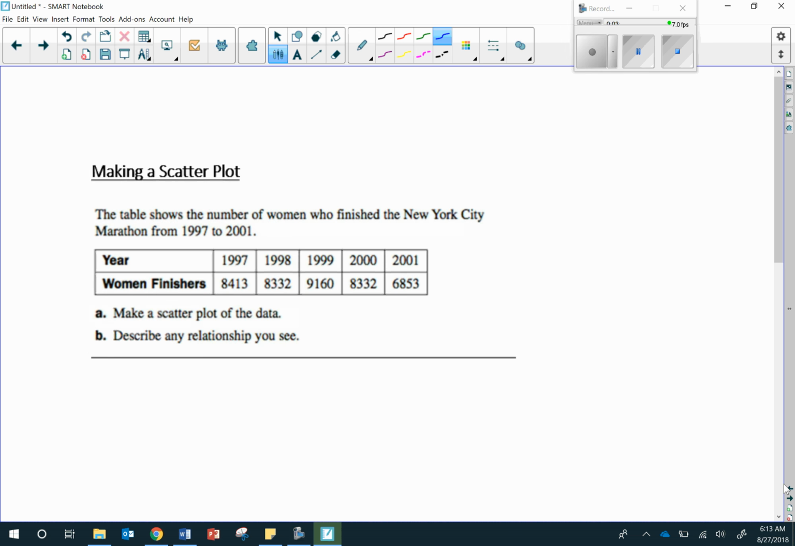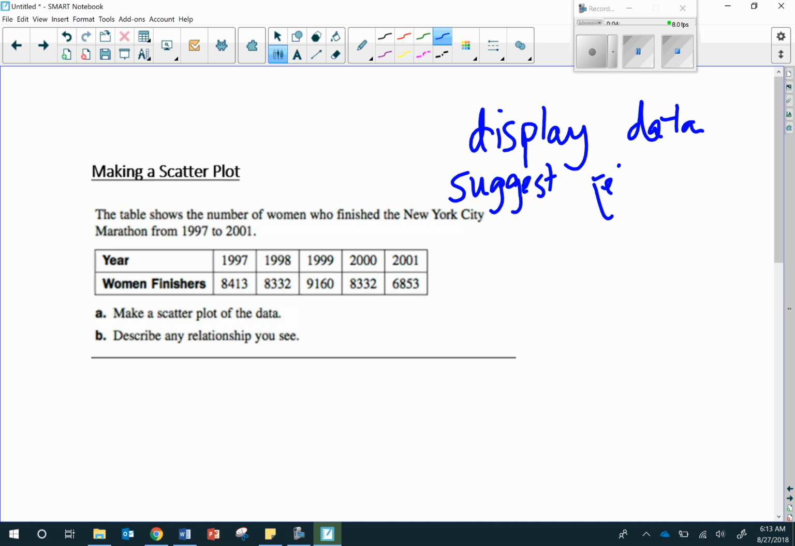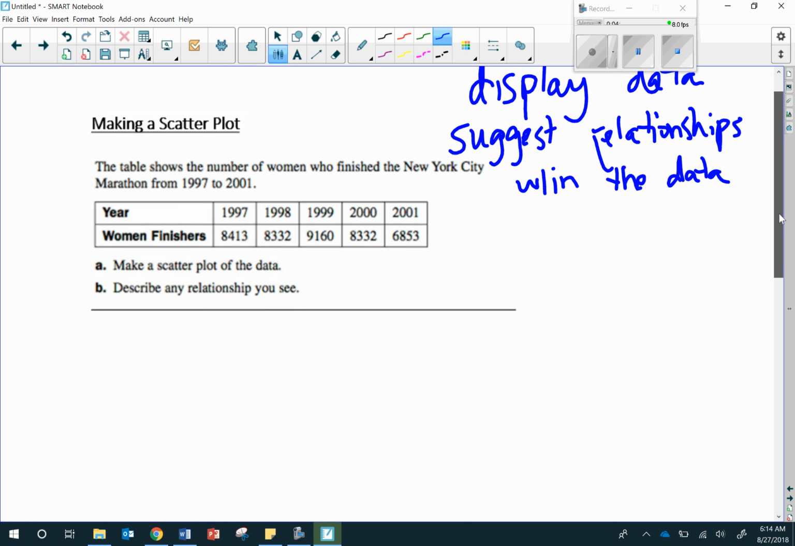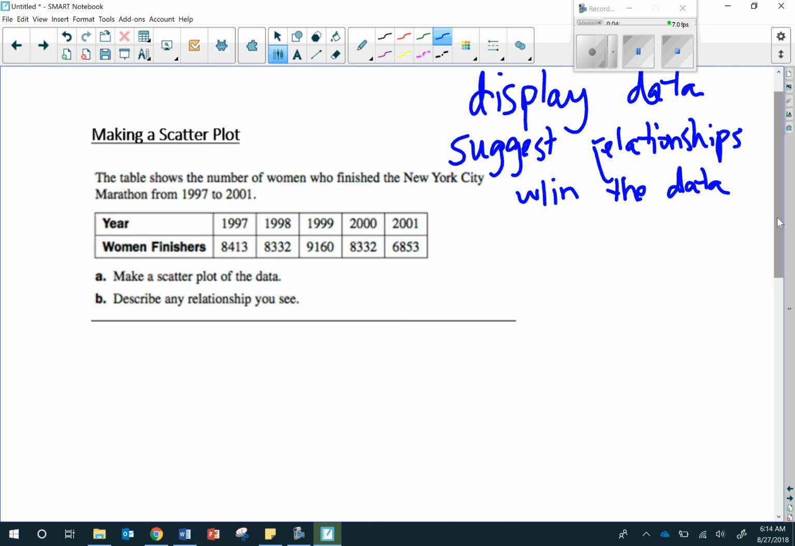Moving right along, you are asked to make a scatter plot. A scatter plot uses the coordinate plane to display data. It can also be used to suggest relationships within the data. So if we look here, we have a table showing the number of women who finished the New York City Marathon from 1997 to 2001. I'm going to go ahead and make us a scatter plot here with an x and y axis.